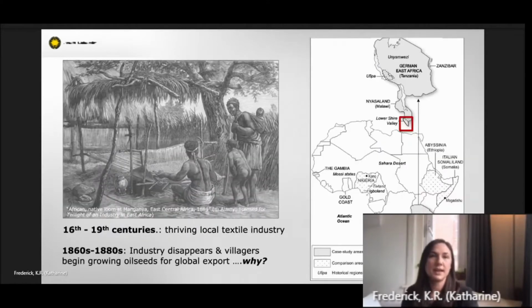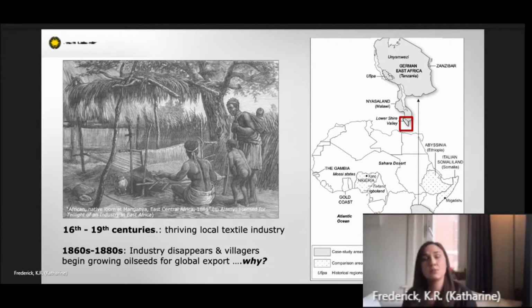All right, so as you can see here, the Lower Shire Valley lies in the southern tip of what is today Malawi. Here, textiles were produced by households, and they were regionally traded in the area from the 16th to the mid-19th centuries. This is a quite robust industry that had developed. But between the 1860s and 1880s, all of a sudden, this industry virtually disappears quite rapidly from the area.